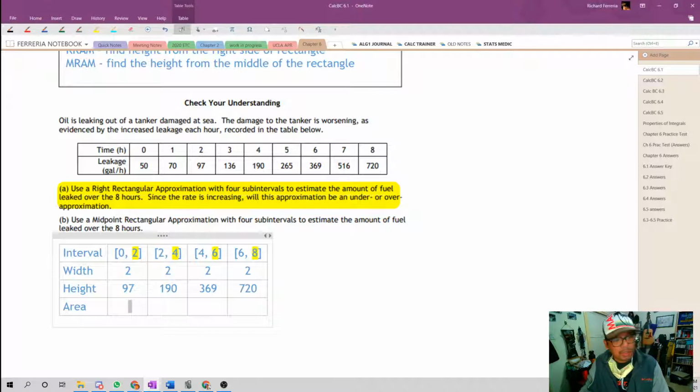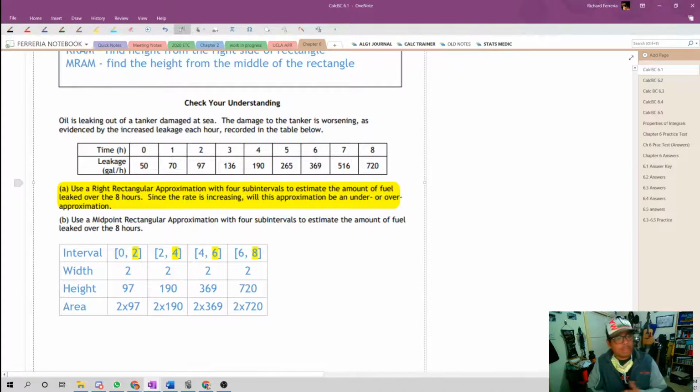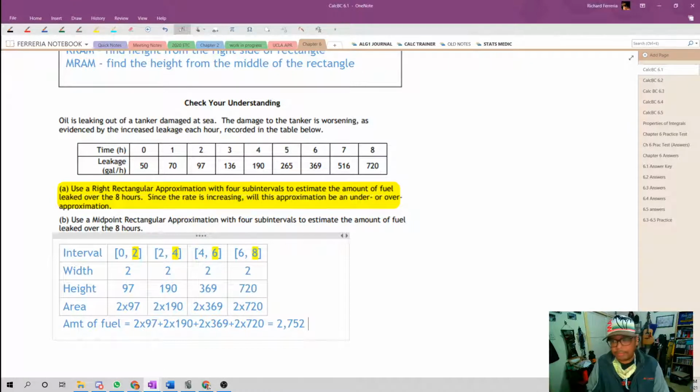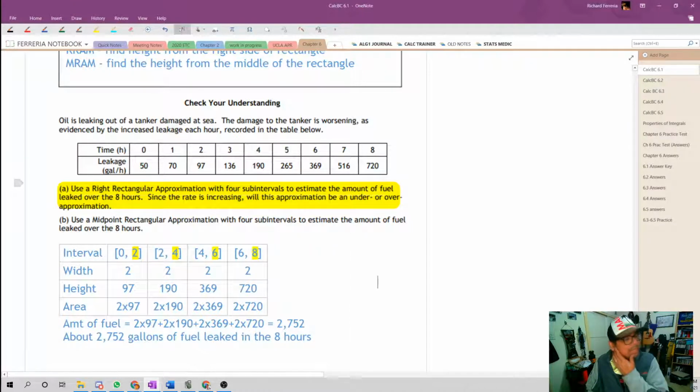Next task is to go ahead and write out all of the products. Okay, and we're looking good so far. Now we're going to write down the amount of fuel leaked as a sum of all the products. And then we just have to evaluate. That gives us 2,752. About 2,752 gallons of fuel leaked in 8 hours.